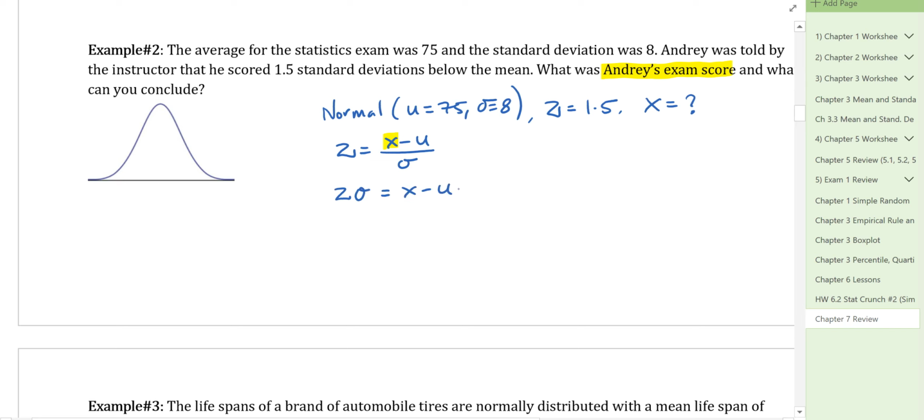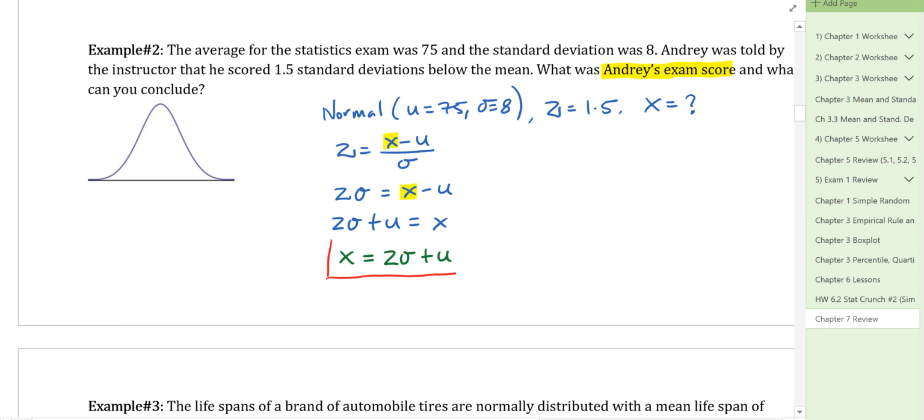Again, solve for X. I want to make X by itself on one side, so I'm going to add mu to both sides. So Z sigma plus mu is going to equal X. That's why the formula to solve for X is X equals Z sigma plus mu. Note that it's the same formula, I just rewrote it in a different form. Let me box it.